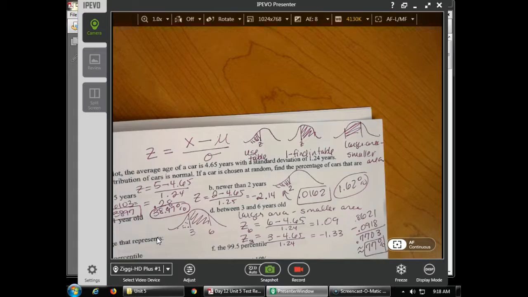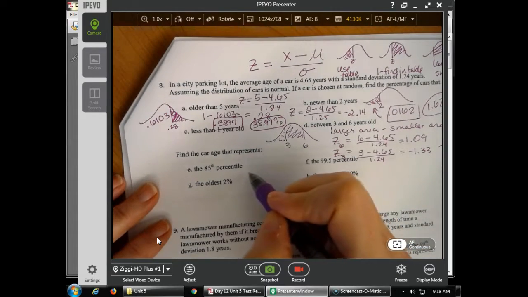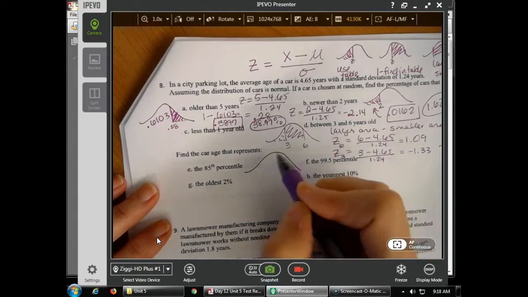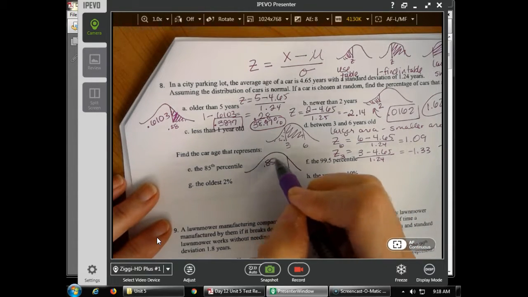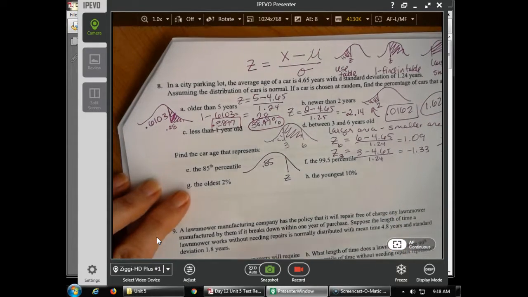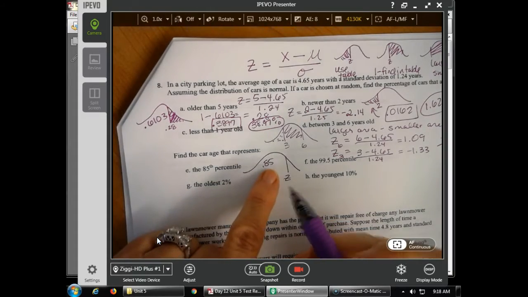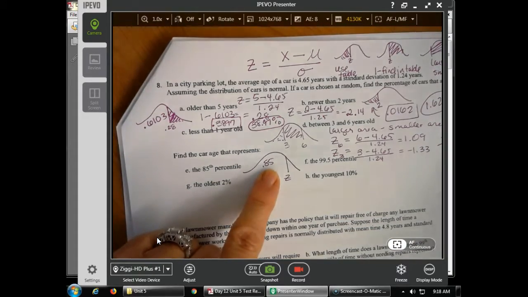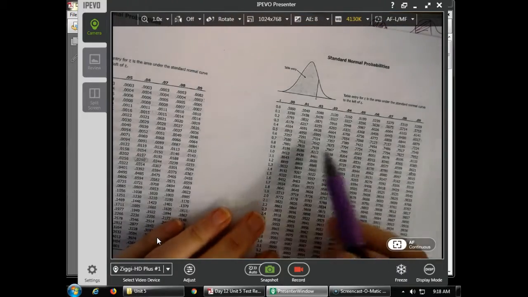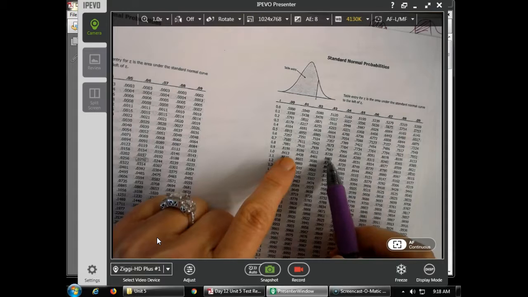The 85th percentile is when you have 0.85 to the left. So what you're going to do is look up your z, but this is different because it's like working backwards. You go to the table and look for 0.85 and go as close as you can find. So it's between these two. This one's a little bit closer. Y'all see there's 0.85.